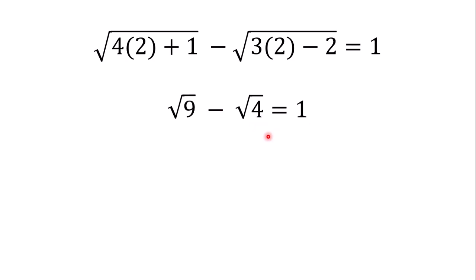Let's find out if it is true. Now root 9 will give us 3, and root 4 will give us 2. So it will be 3 minus 2 is equal to 1. Now 3 minus 2, is it equal to 1? The answer is yes. Now 1 is equal to 1. So after plugging in, both the left and right hand sides are the same.